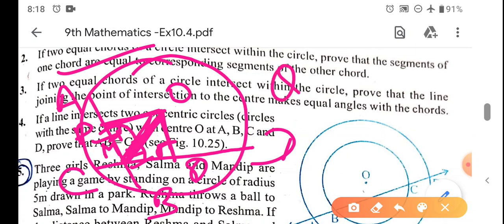So you have to do questions number 1, 2, 3 and the example taught.